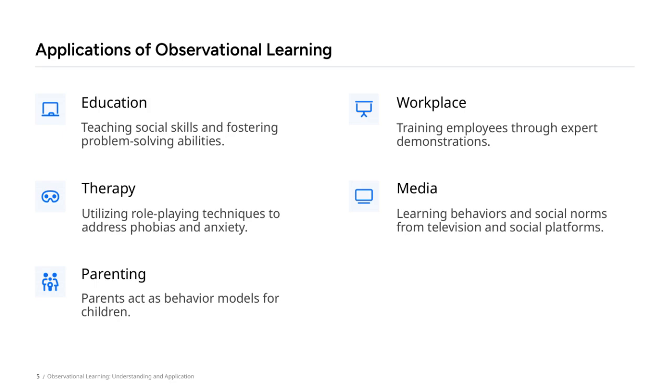Parenting is another key area where observational learning is vital, as children often mimic the behavior modeled by their parents. In the workplace, employees benefit from watching expert demonstrations, which makes training more effective and practical. Finally, media such as television and social platforms influence our understanding of behaviors and social norms, shaping how we interact with the world around us. Each of these examples shows just how powerful learning by observation can be.